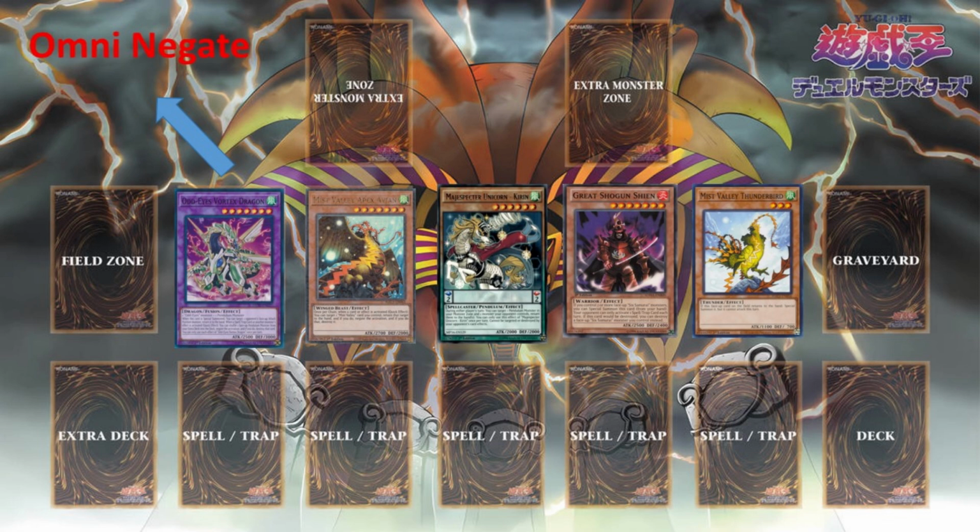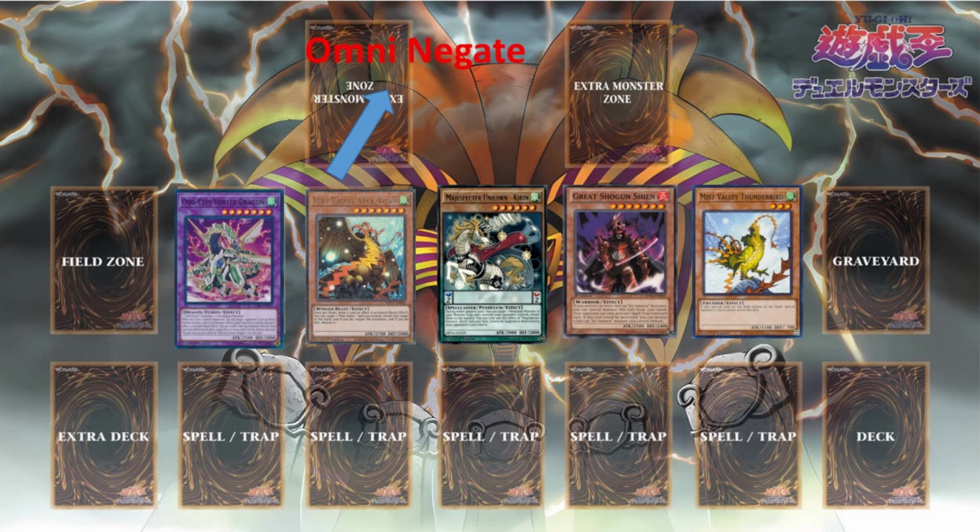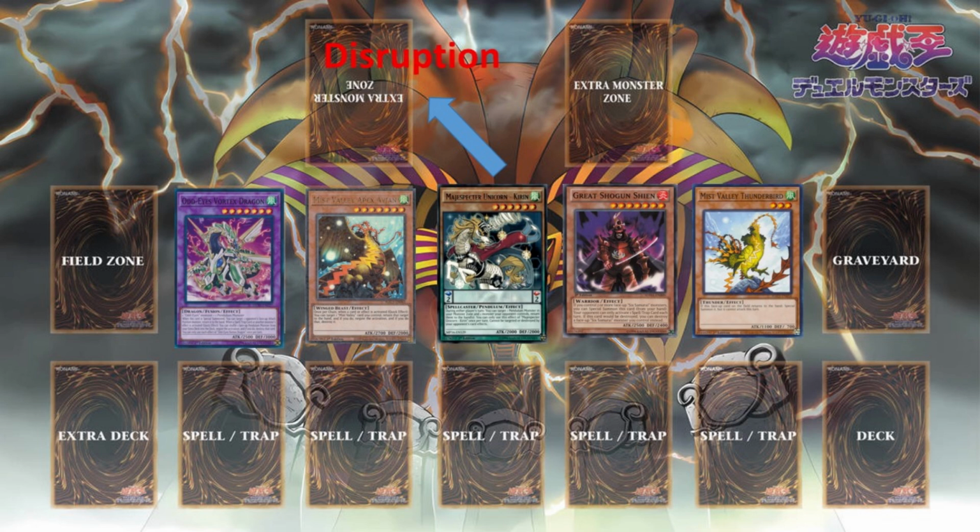So you first have an Omni Negate. And then you can see Mist Valley Apex Avian with another Omni Negate. You have the Magispector Unicorn Kirin, that's the disruption. You have the Great Shogun Xian as your floodgate. And you have the Mist Valley Thunderbird as your loop Omni Negate. Okay? With these 5 cards, all these things come into being.